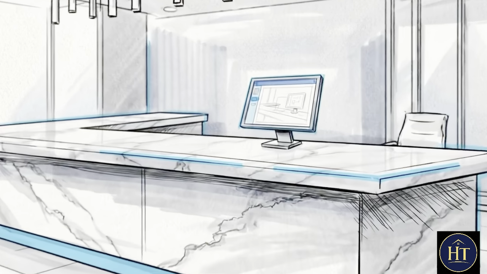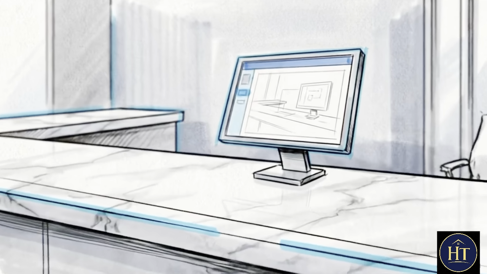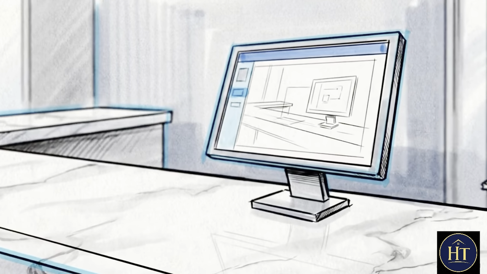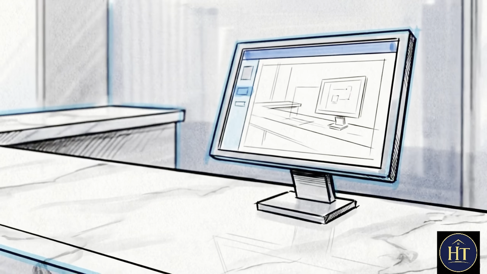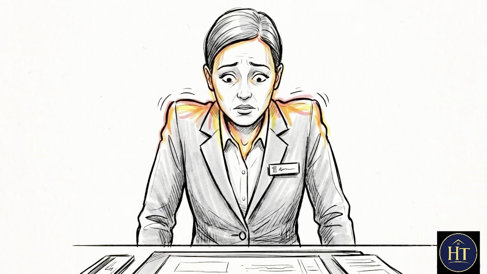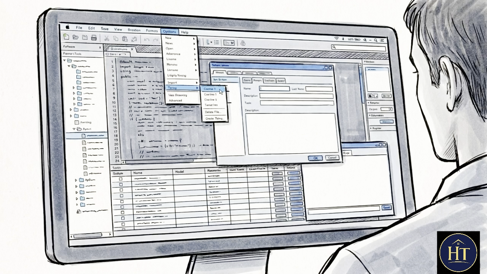A guest walks through the lobby doors, pulls their luggage across the floor, and approaches the desk, smiling. "Hi, I have a reservation." If it is your first week, this exact moment can trigger instant panic. You turn to your monitor, and the Opera property management system is staring back at you.